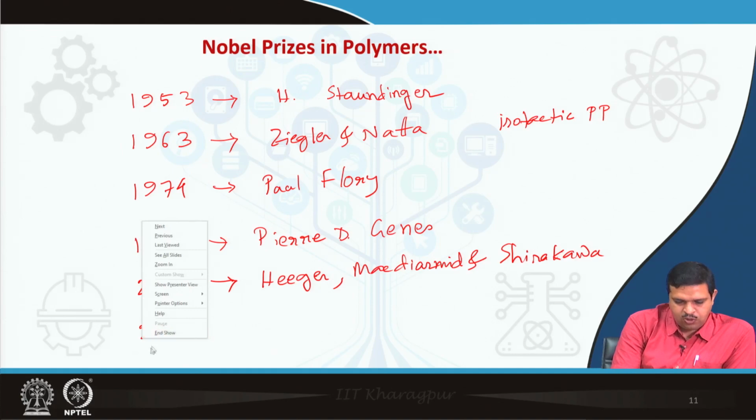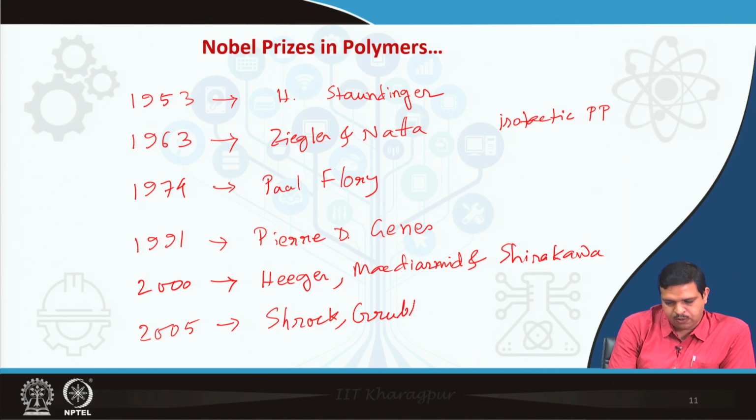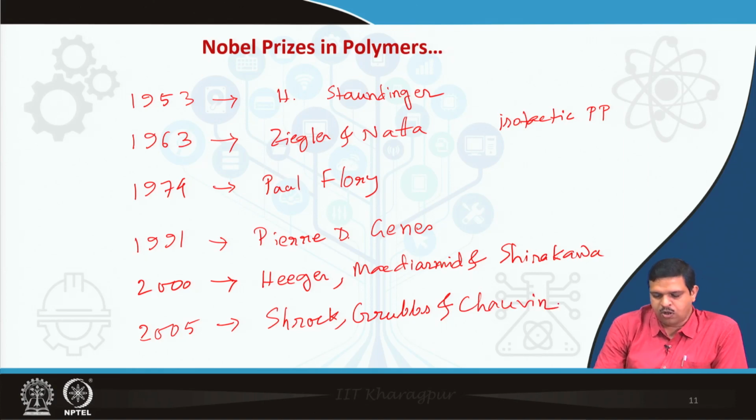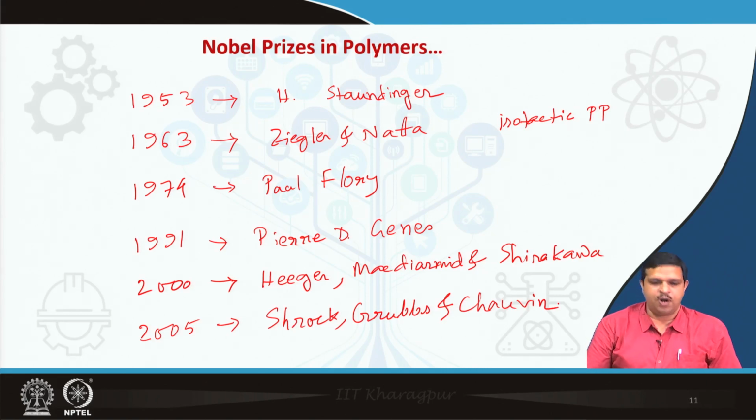And in 2005, Schrock, Grubbs and Chauvin got the Nobel Prize for metathesis polymerizations. So, you will see how the polymerization field was appreciated by awarding the Nobel Prize. So, thank you very much.